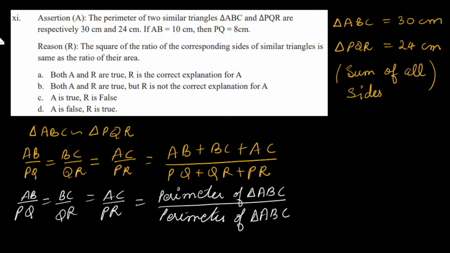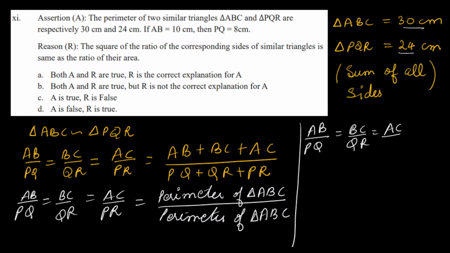Now the value of the perimeter is given to us, 30 and 24. So I can get any of the ratios. AB by PQ equals BC by QR equals AC by PR, and if I substitute the values, this is equal to 30 by 24. This is given to us.